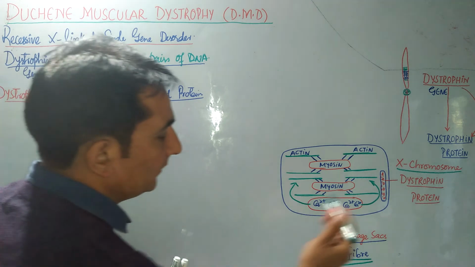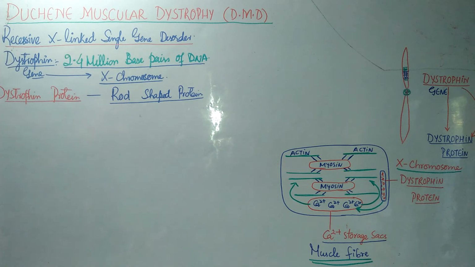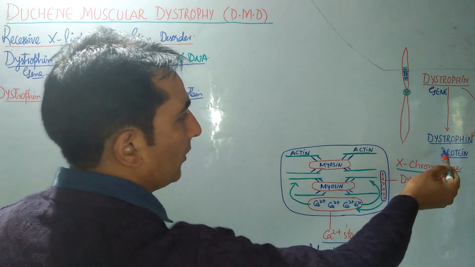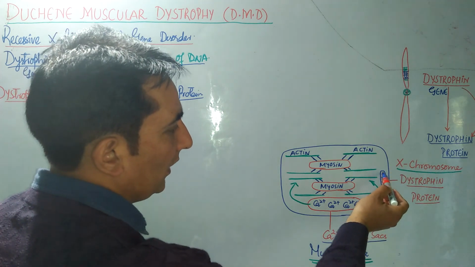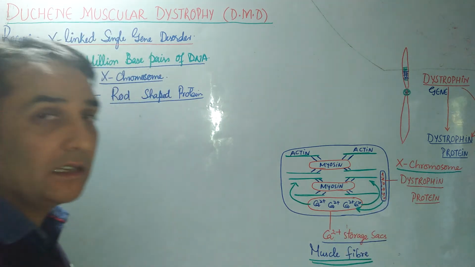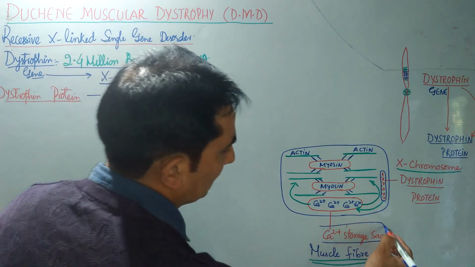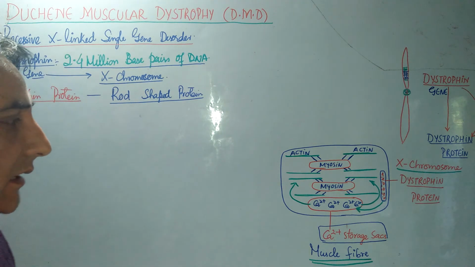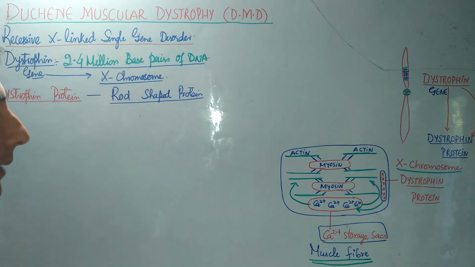Now we will understand its functions. The dystrophin protein basically relays some signals to the calcium storage sacs present inside the muscle fibers. The dystrophin protein is a cytoplasmic protein mostly found in the skeletal myocytes, and it relays signals to the calcium storage sacs, and the calcium ions have a very important role during muscle contraction.